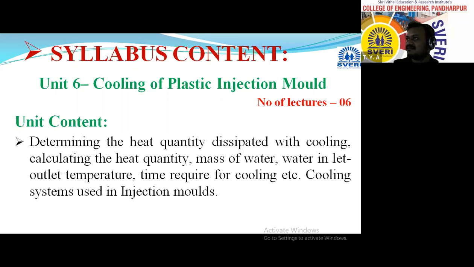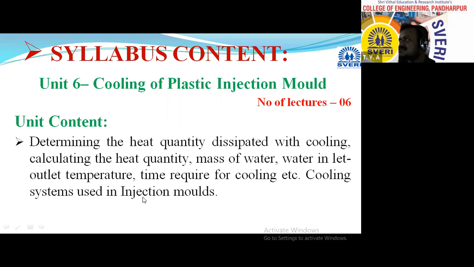Depending on that, we are going to discuss the different ways of cooling of plastic injection mold. That will be added in the sixth chapter. Numericals will be there based on the calculation of the heat quantity, then calculation of mass of water, outlet temperature, inlet temperature, then cooling time. Okay, the theoretical part will be different cooling systems and their types, and numericals will be there.